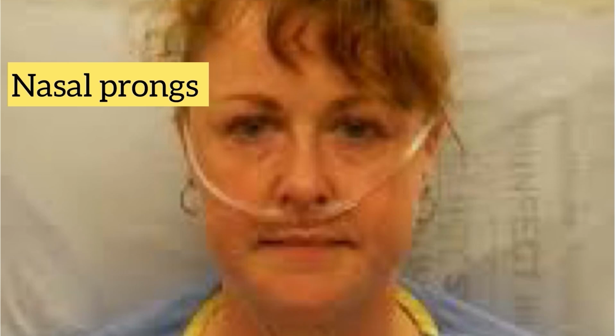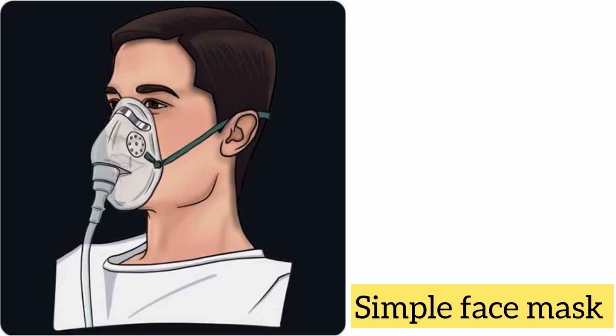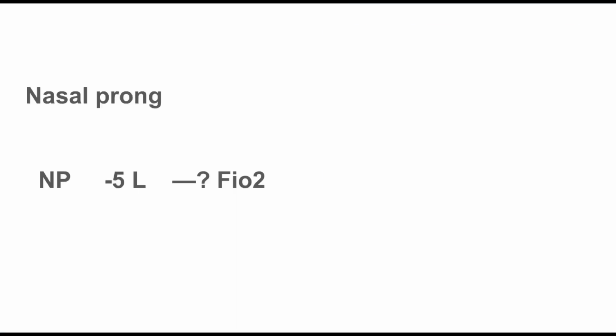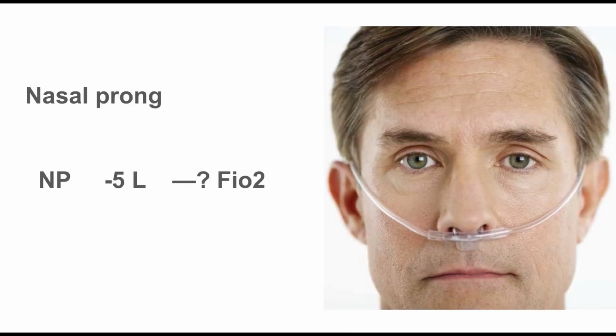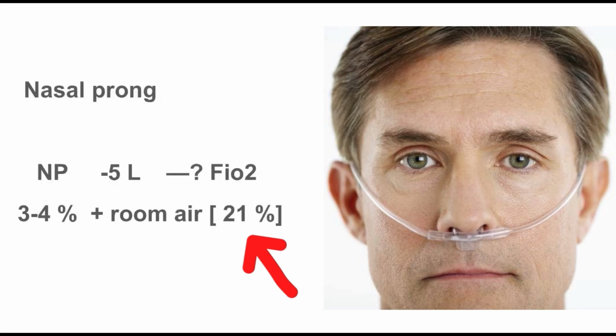This is nasal prongs. With this device, you can start with 1 liter to a maximum of 5 liters per minute of oxygen. If the oxygen requirement increases further, then we have to start using a simple face mask. Suppose a patient is on nasal prongs of 5 liters of oxygen, what will be the FiO2? You know that the room air is 21%. For a patient on nasal prongs, we have to add 3 to 4% of FiO2 for each liter per minute of oxygen to the room air FiO2, which is 21%.